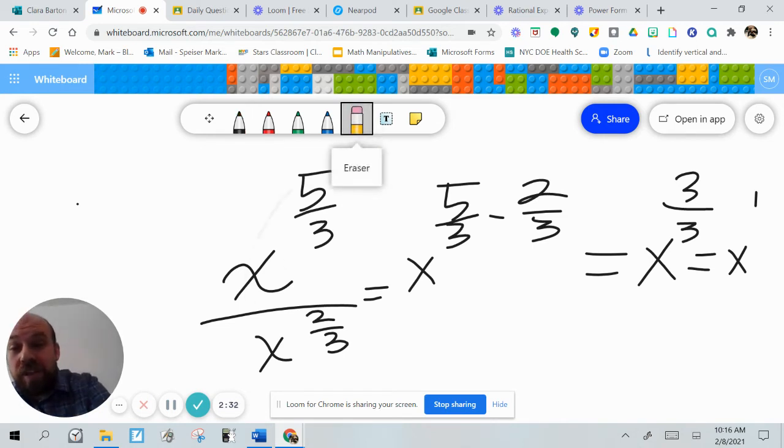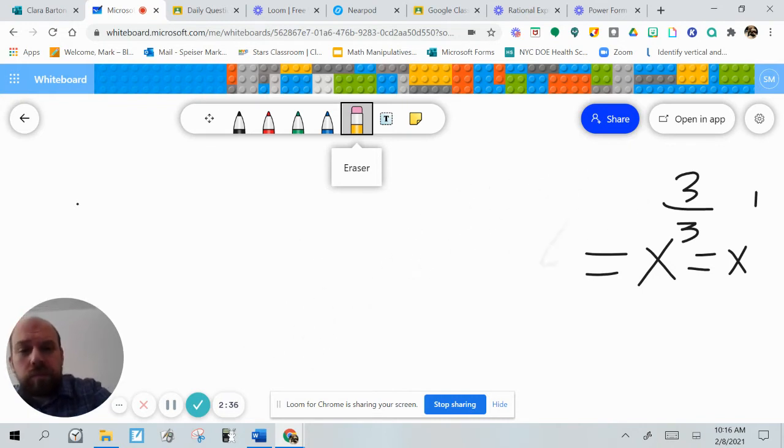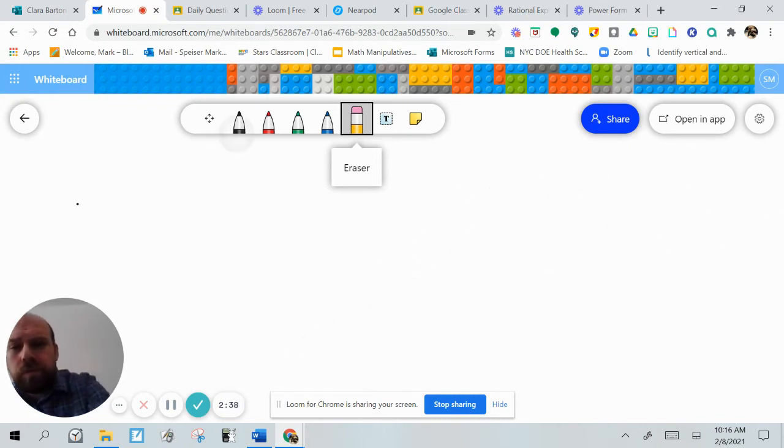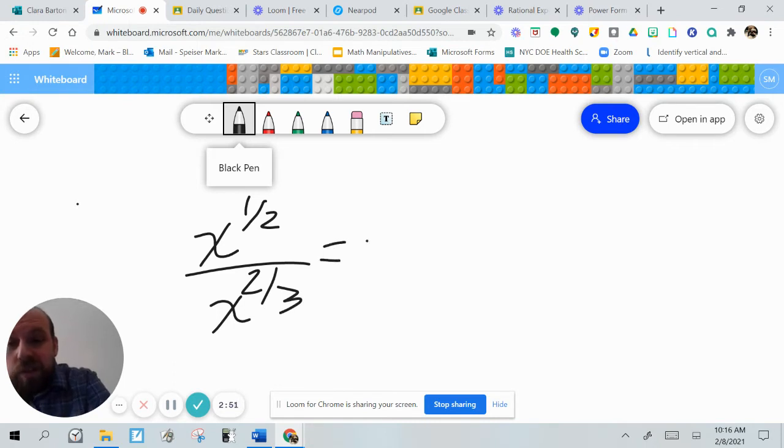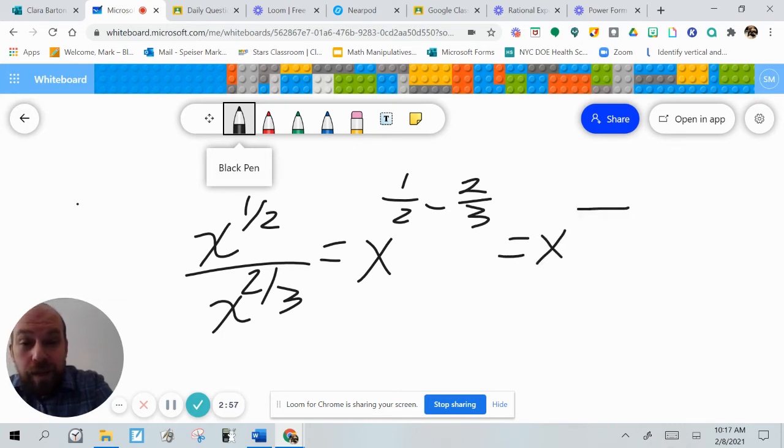Let's do one where the denominators are not the same. Sorry, x to the 1/2 over x to the 2/3. Subtract the exponents. 1/2 minus 2/3. Get a common denominator, 3/6.